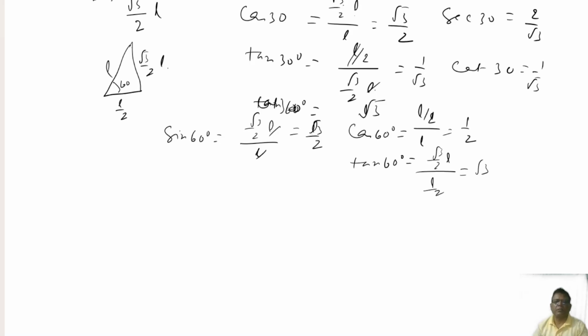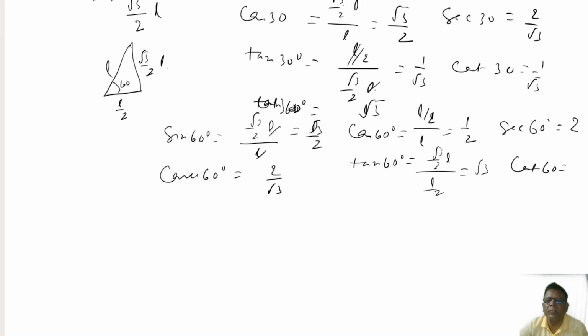And the reciprocals of these will be cosec, sec and cot, so let us do them for completion. Cosec 60 degree will be 2 by root 3. Sec 60 degree will be 2. Cot 60 degree will be 1 by root 3.